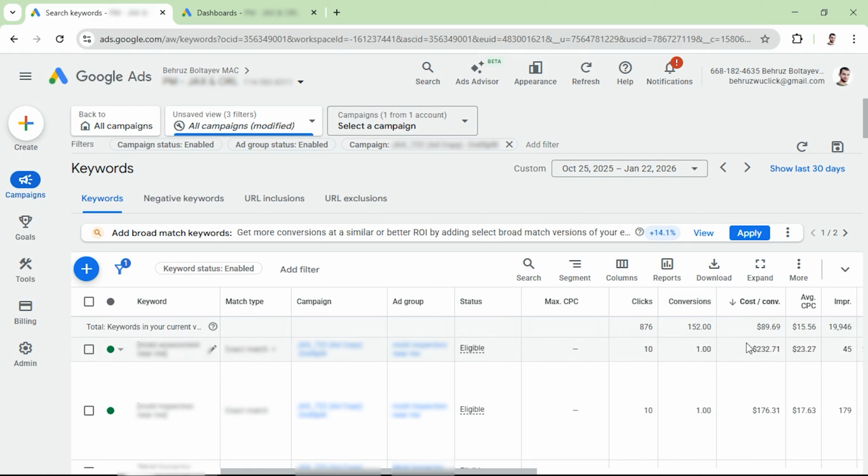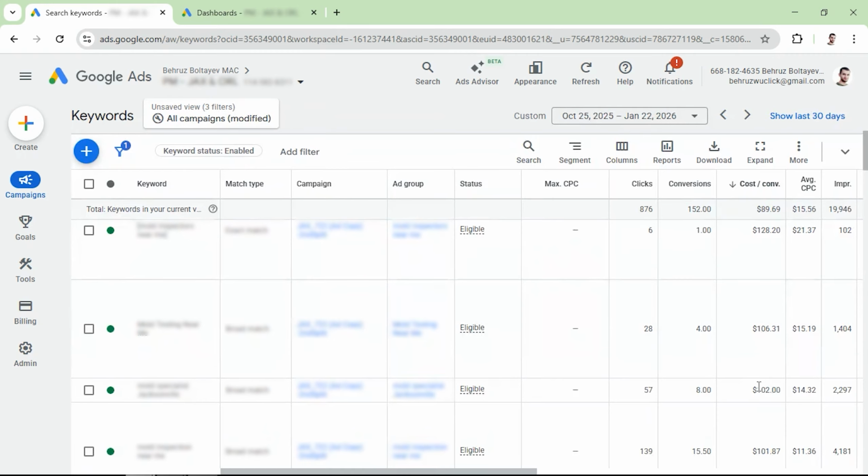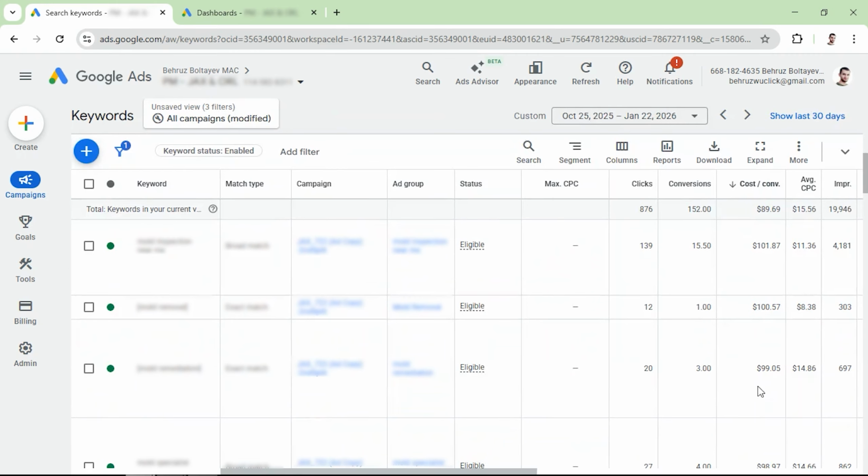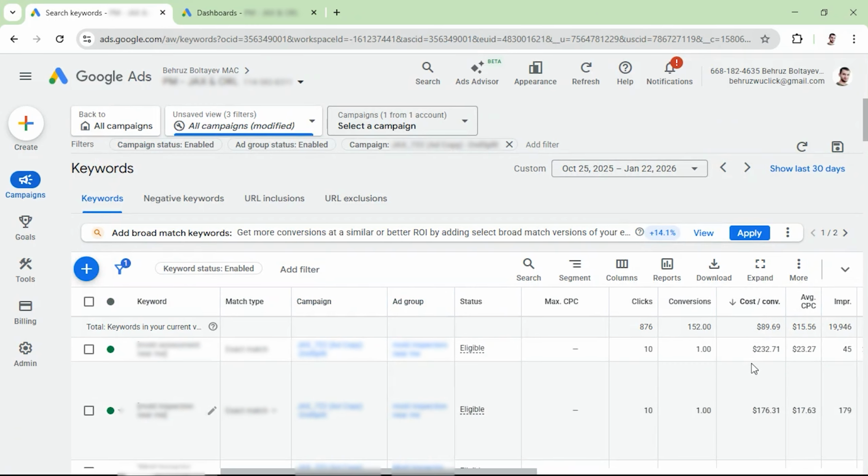And if it would be like $300, $400, I would consider pausing this kind of keywords. But this is 10 clicks and it is statistically not significant yet. If I would get, let's say, 15 clicks, 20 clicks, and as I told, the cost per conversion would be like $300, $400, I would consider pausing those kinds of keywords. And you can go through these keywords and try to find the ones which are costing you more. So one way would be sorting by their cost per conversion, and another way would be sorting them by their number of clicks or cost.